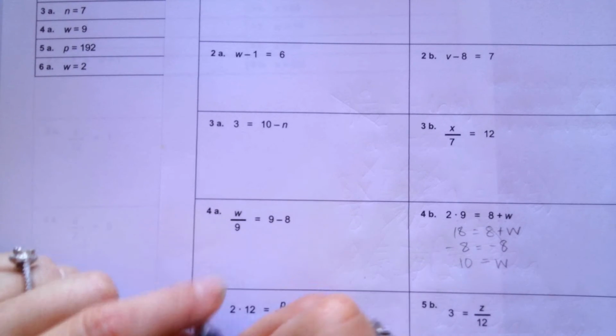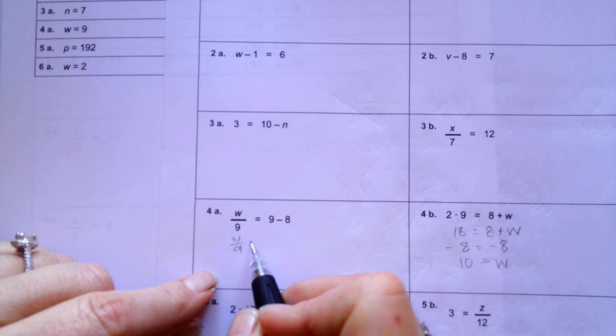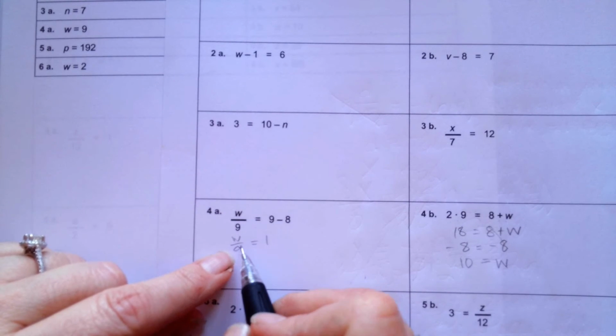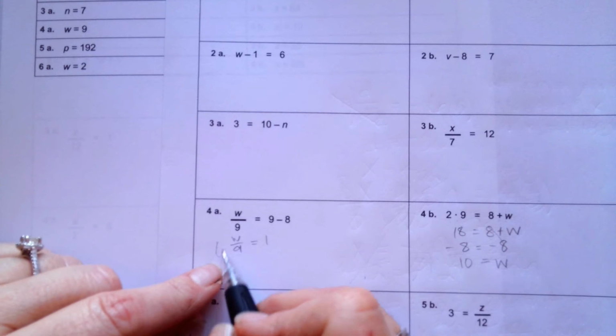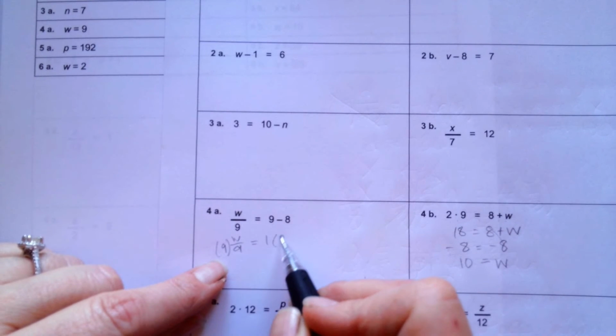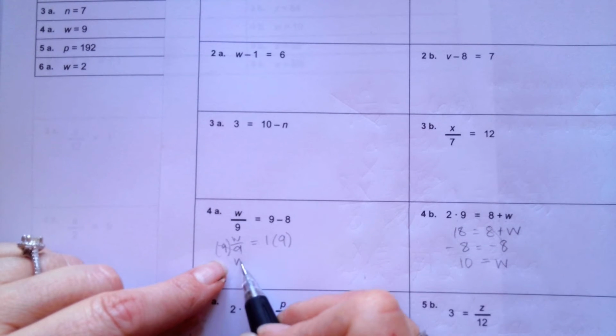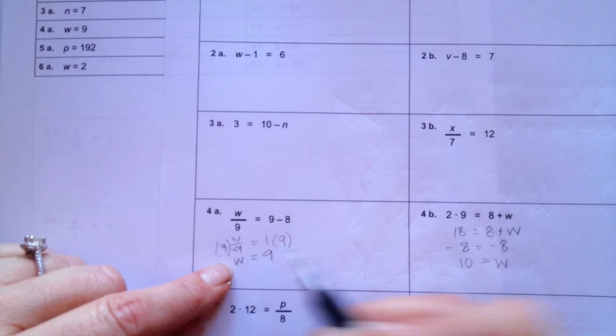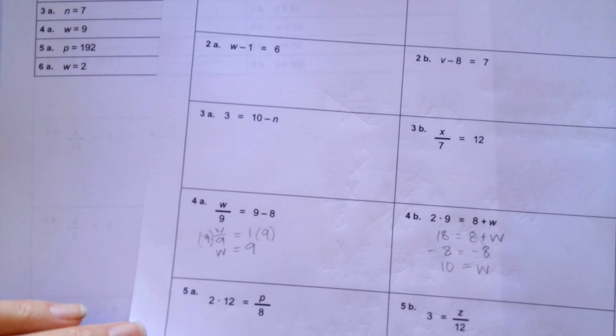So you're going to do W over 9 equals what's 9 minus 8, 1. And then they're dividing 9, so you're going to multiply 9. And anything you do to one side, you do to the other. This cancels each other out. It's W equals 9 times 1 is 9.